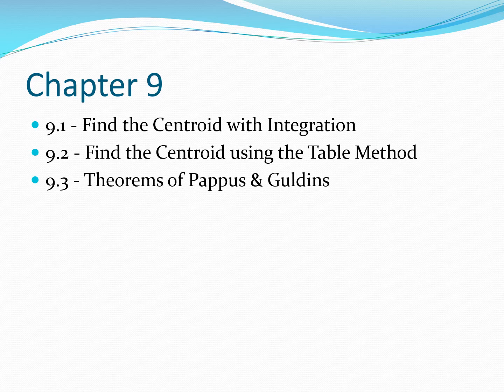I'm not sure why 9.1 and 9.2 aren't switched around in the book, because it seems like the table method is easier than integration, but no big deal. The integration is all going to be real super easy stuff, so don't get bent out of shape if your calculus is a little bit rusty. It's going to be pretty easy.